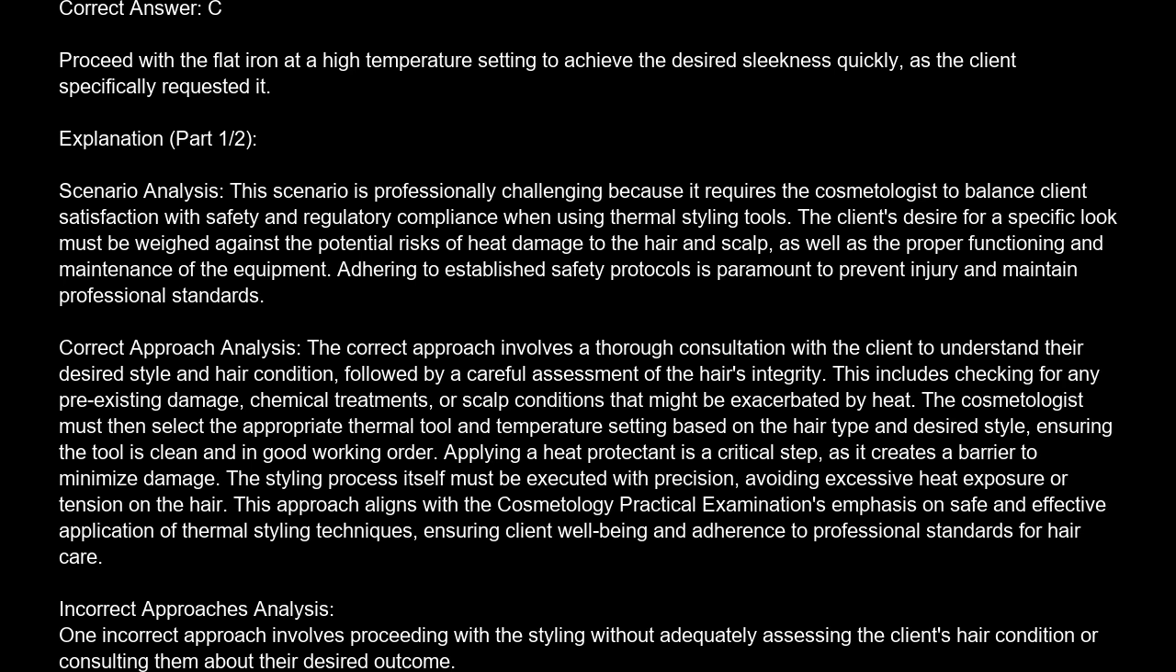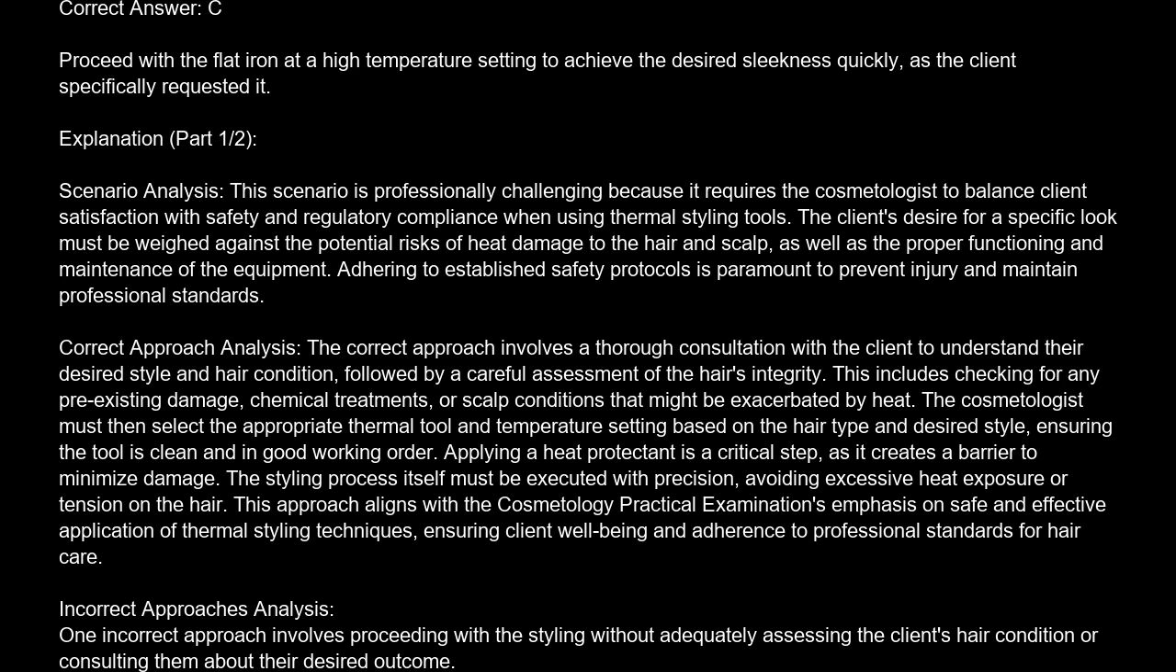Correct approach analysis. The correct approach involves a thorough consultation with the client to understand their desired style and hair condition, followed by a careful assessment of the hair's integrity. This includes checking for any pre-existing damage, chemical treatments, or scalp conditions that might be exacerbated by heat. The cosmetologist must then select the appropriate thermal tool and temperature setting based on the hair type and desired style, ensuring the tool is clean and in good working order.